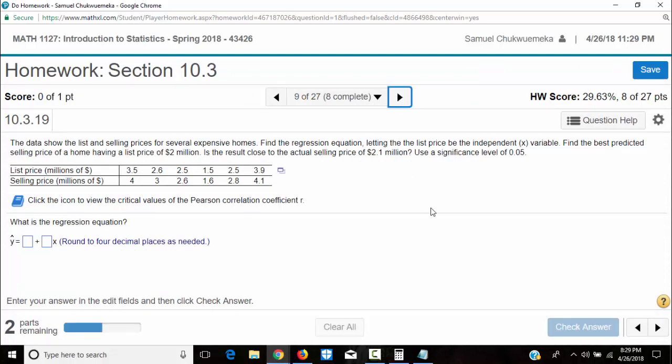Question 9. The data show the list and selling prices for several expensive homes. Find the regression equation, letting the list price be the independent variable. Find the best predicted selling price of a home having a list price of $2 million. Is the result close to the actual selling price of $2.1 million? Use a 5% significance level.